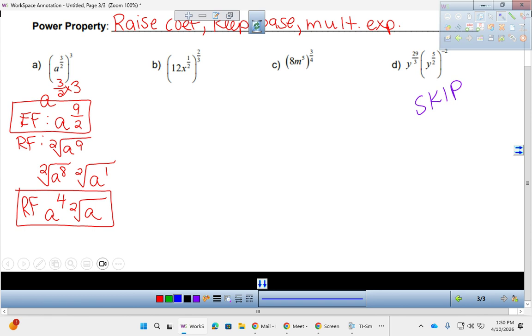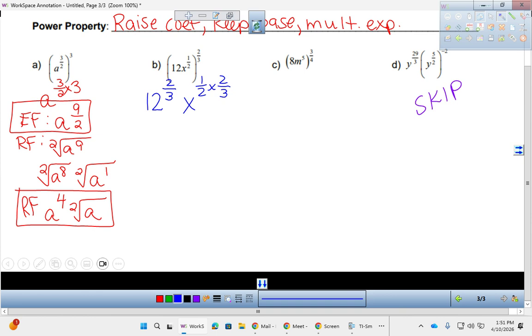The next one is another power property problem, but now there's a coefficient because there's an x, and in front of the x is a 12. So I'm gonna raise the coefficient to the power. That's what that means. It's like 12 to the power of 2/3. Keep the base and multiply the exponents. I'm not doing 1/2 to the power of 2/3. I'm doing 1/2 times. I'm multiplying the exponents.